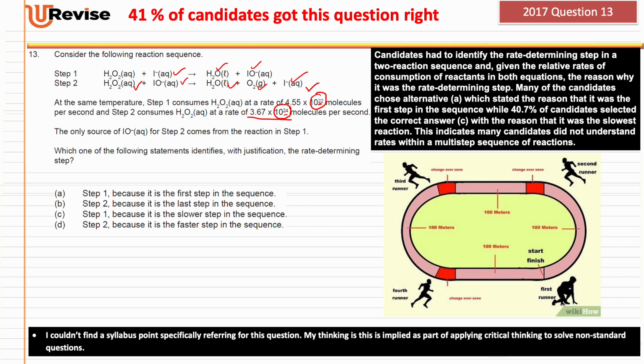Now, let's take a look at what we have. The only source of iodate ions for step 2 comes from the reaction in step 1. Okay, so the iodate ions must be produced from step 1. So whatever is produced in step 1, the iodate ions are then passed on to step 2, which means step 2 depends on how step 1 performs. Which one of the following statements identified with justification the rate determining step?